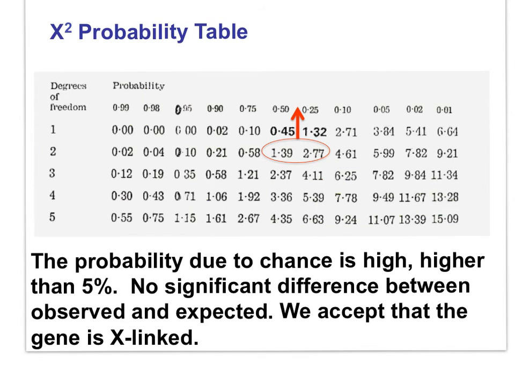We enter the table with 2 degrees of freedom because we had 3 classes of phenotypes. So 3 minus 1 has us entering on the second row, moving across to 1.92, coming up to the probability value, which is large. It's above 25%. Thus, the probability due to chance is high. There is no significant difference between observed and expected values. We accept that the gene is X-linked and that the female was a heterozygote.